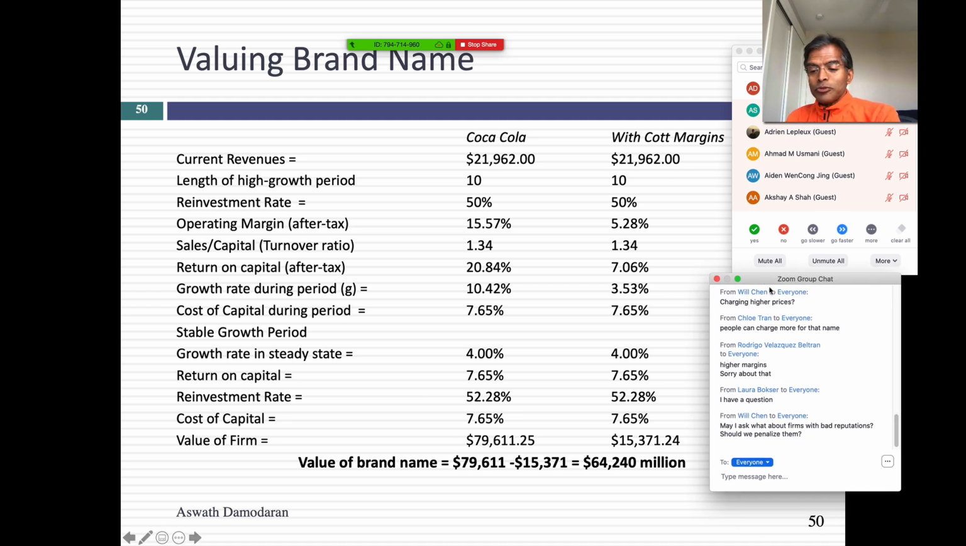Will asks, firms with bad reputation, should we penalize them? Haven't you penalized them already in your DCF? Did you give them a lower return? I mean, if you haven't penalized them, I think you should.